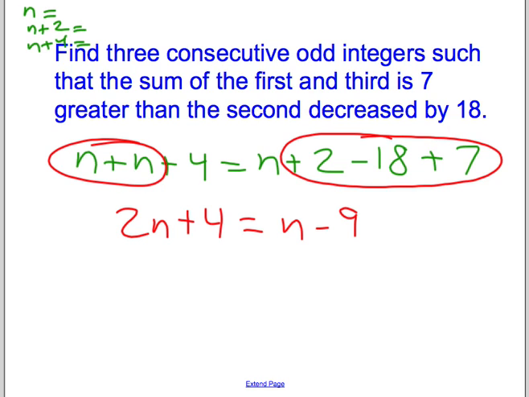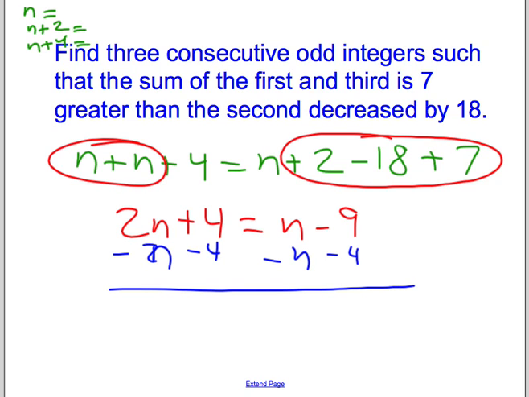Now it's just solving, by getting your n's moved over to the same side and subtracting 4 from both sides. So this is just n. 2n minus n is n equals negative 9 minus 4, which is negative 13. Is negative 13 an odd number? Yes. So the next consecutive odd would be negative 11 and then negative 9.